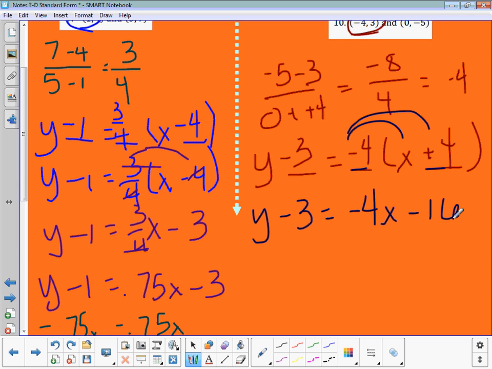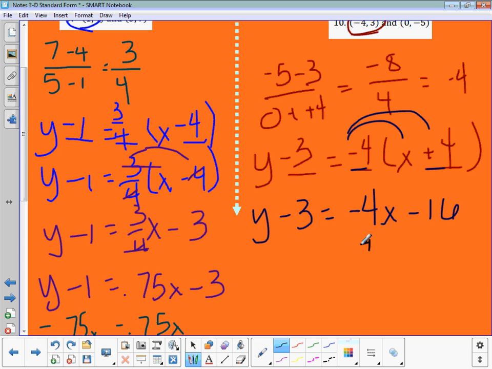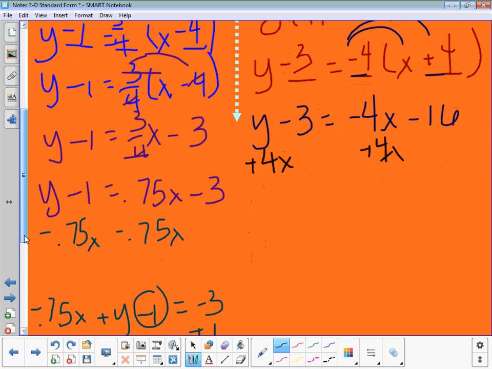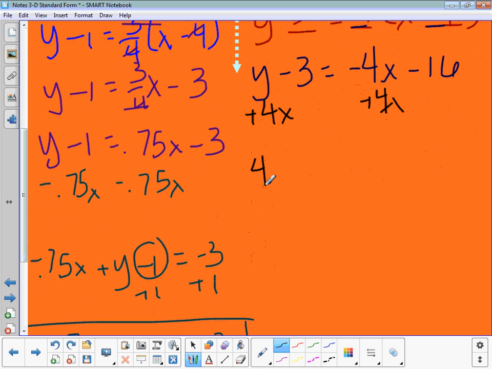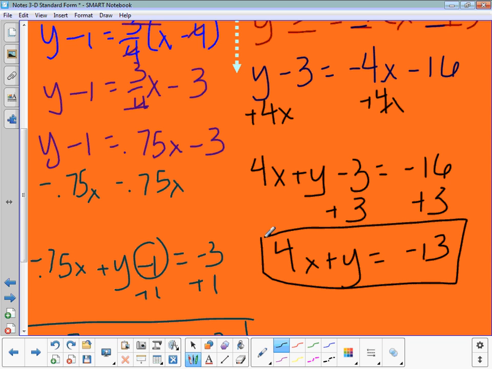So from here, we can go ahead and solve. First thing I want to do is get that x on the same side as my y. So I'm going to add 4x to both sides. Remember, we want x and y by themselves on one side. So then I have 4x plus y minus 3 is equal to a negative 16. Last but not least, I want that thing that's just a number on the other side. Since it's minus 3, I'm going to add 3 to both sides. So then I get 4x plus y is equal to negative 16 plus 3, which is a negative 13. So that right there is your final answer.